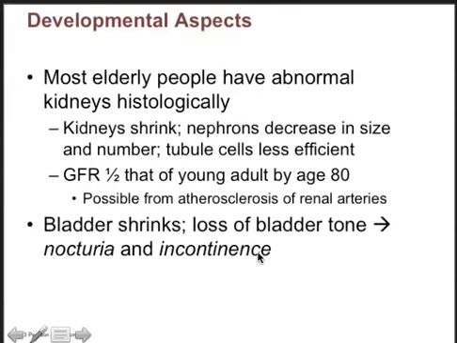The bladder begins to shrink, and we lose bladder tone, and we can also see nocturia and incontinence. Nocturia is urination at night when you're asleep, and incontinence is an inability to hold the urine flow, and that can result from a variety of reasons, among them, in the elderly, a loss of muscle tone.